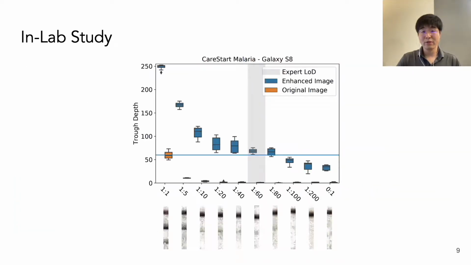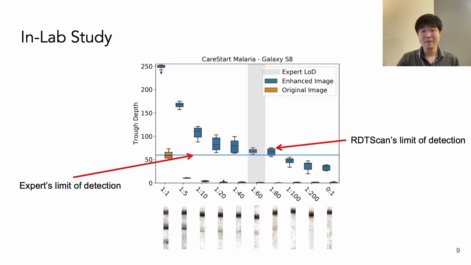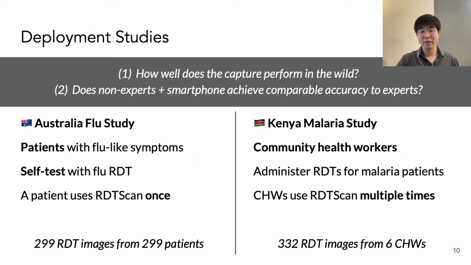With that, we evaluated RDTScan in a wet lab to confirm that RDTScan was performing accurately and was able to detect faint lines. I don't have time to talk about this study in detail, but the most important finding was that RDTScan's limit of detection is comparable or even better than human experts. Please look at our paper for more details. We then evaluated RDTScan to address these two research questions.